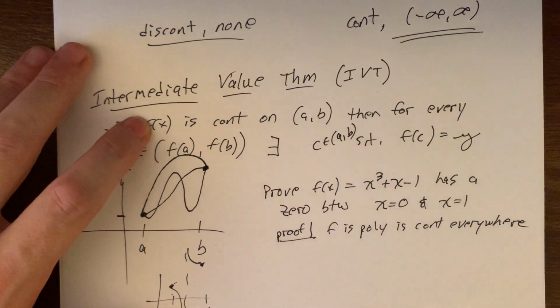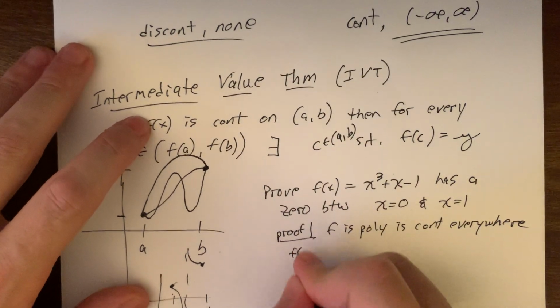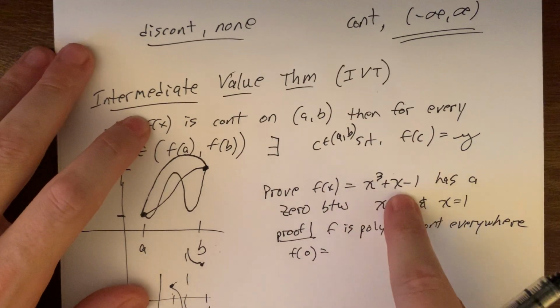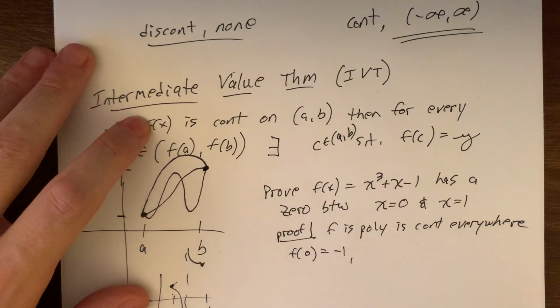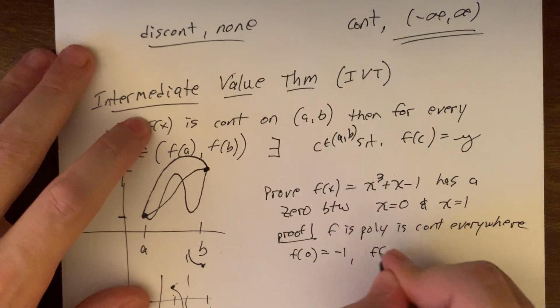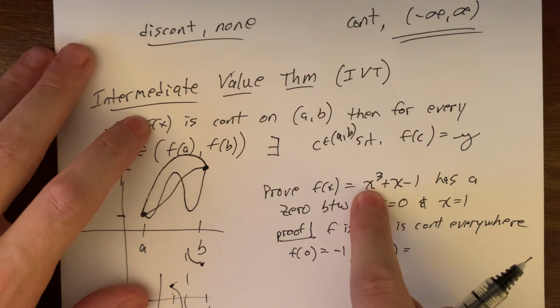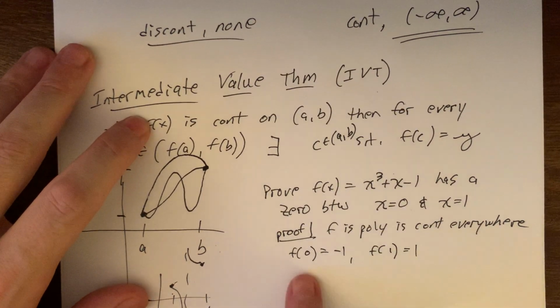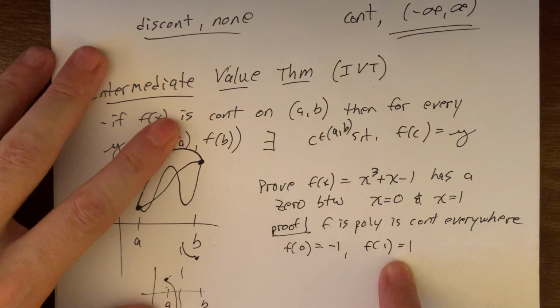Well, now look at my conclusion. What happens with f of 0? Plug 0 in, 0 cubed plus 0 minus 1 is minus 1. What happens when I plug in 1? 1 cubed is 1, plus 1 is 2, minus 1 is 1. My function, let's look at the graph.